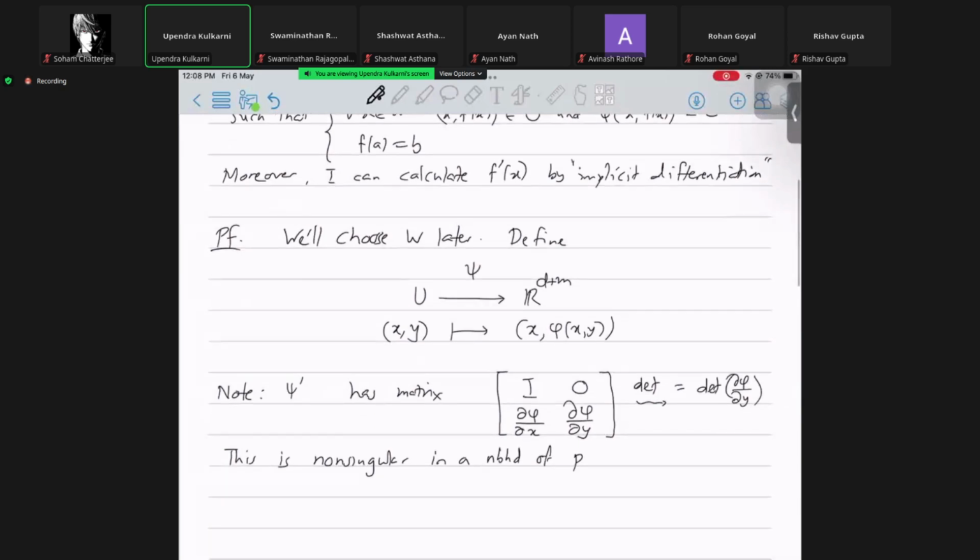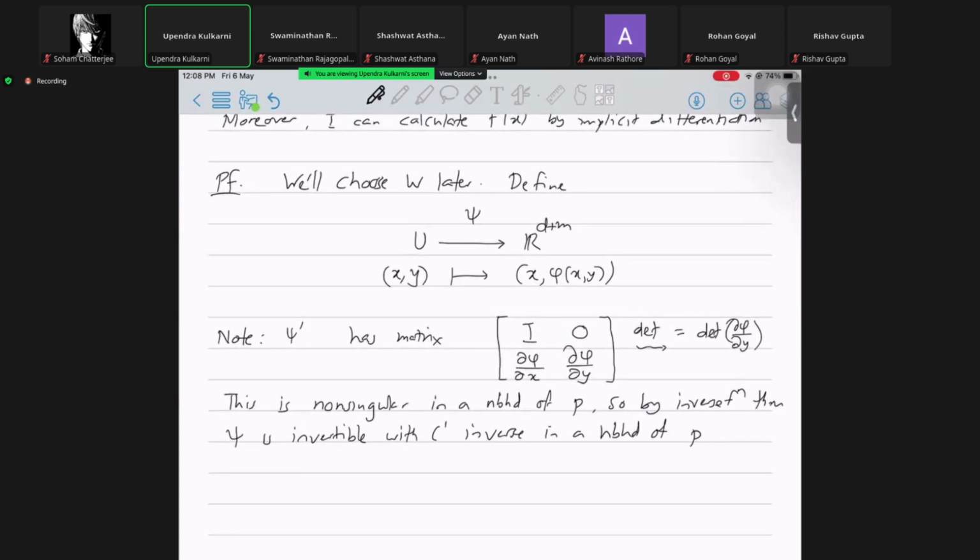So by the inverse function theorem, psi is invertible in a neighborhood, invertible with C1 inverse in a neighborhood of V. So let's call that neighborhood something. Of course, we could just shrink the original neighborhood and rename it to be V, but let's not do that. So here's now my situation, right? So in a neighborhood, let's say V of V.